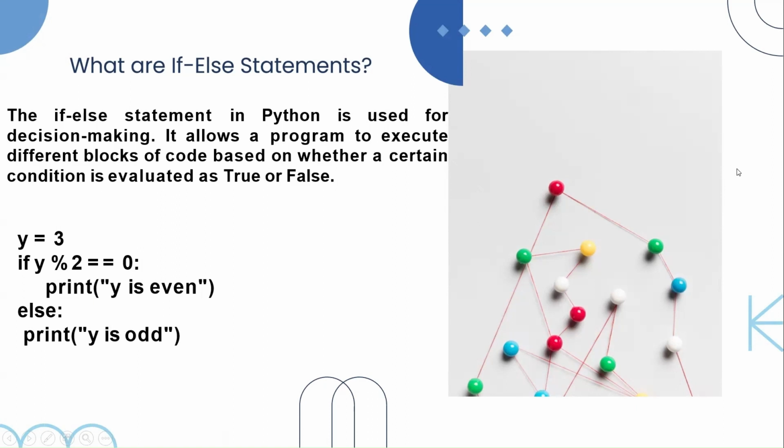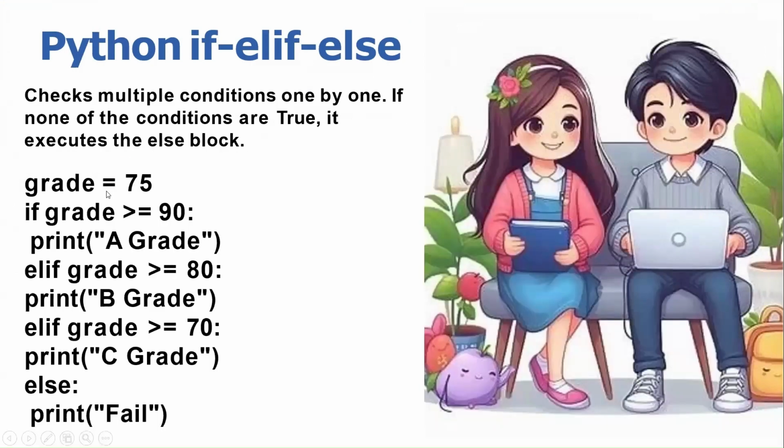Next we'll check the third statement, which is if-elif-else. Python if-elif-else checks multiple conditions one by one. If none of the conditions are true, it executes the else block. So here, grade is equal to 75. If grade greater than or equal to 90, print A grade. If grade greater than or equal to 80, print B grade. If grade greater than or equal to 70, print C grade. Else print fail. So here is the condition we assign, and inside there are two elif parts, followed by an else part.